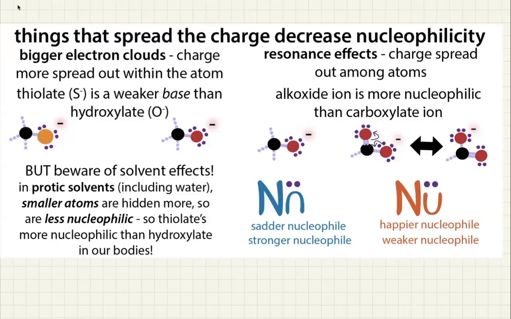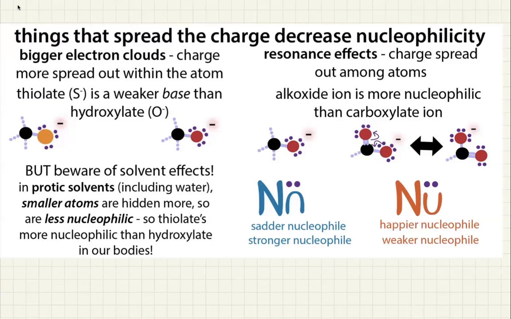So remember, as you go down the periodic table, that electron cloud is getting bigger. And so basically the molecule is going to be able to spread out the charge, and it's going to be happier. And so it's going to be a stronger acid. If you have a bigger cloud, basically it's going to be easier to tolerate the negative charge.